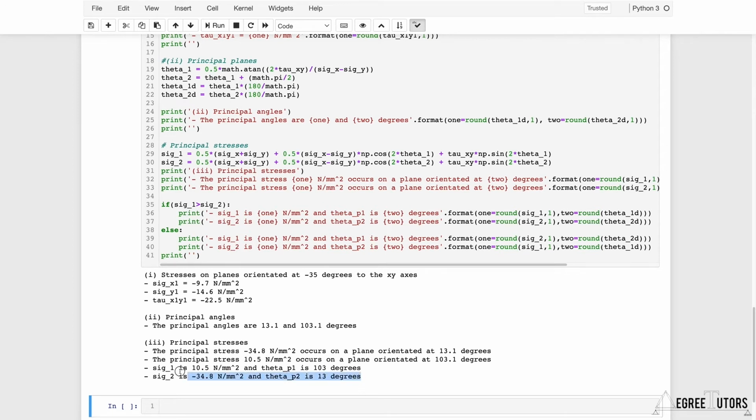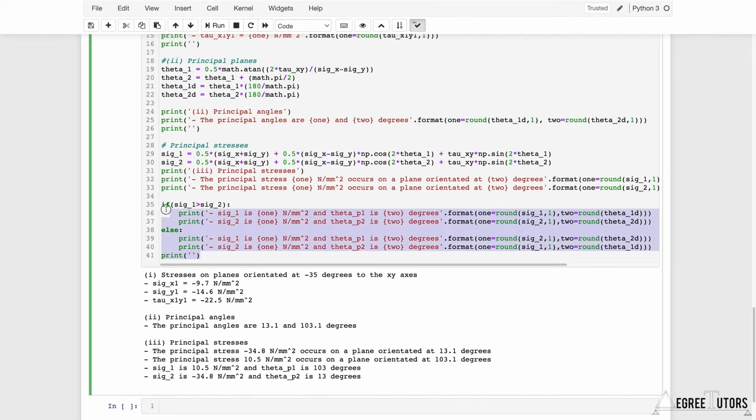which is these last two statements, which you'll notice in these two statements actually, I've just said the principal stress, this guy, occurs on this plane. And then I've said the principal stress 10.5 occurs on this plane, right? I've not actually said in those two statements which one is sigma 1 and which one is sigma 2. For that, I needed to use my little if condition here.